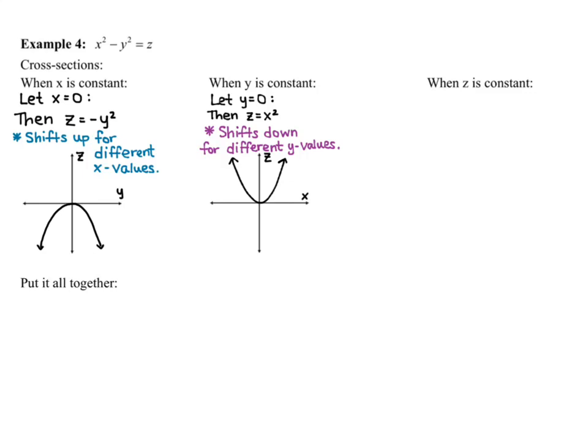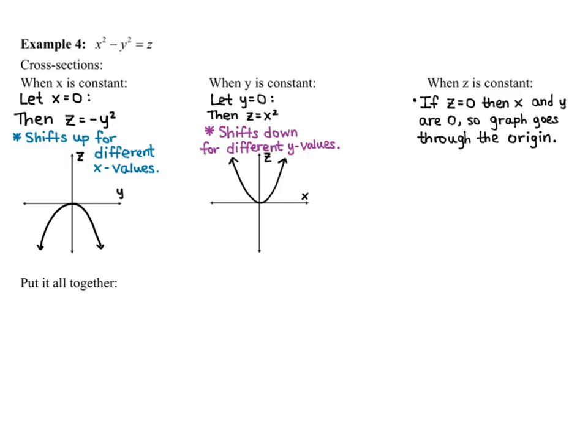Okay, now our last cross section is when z is constant. And I have a couple situations. If z equals 0, then x and y are 0. So the graph goes through the origin. You could also have x squared equals y squared. So you could have the lines x equals plus or minus y, or y equals plus or minus x. But the main point is we know that the graph goes through the origin.